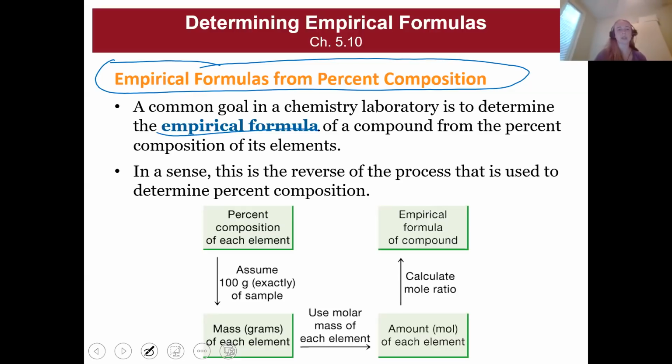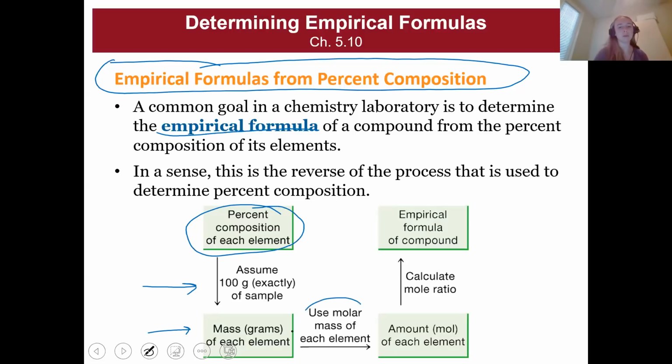Now we're going backwards. If we're given percent composition of an element, we assume there's exactly 100 grams of the sample, which gives us the mass in grams of each element. If there's exactly 100 grams, then instead of 100%, we have 100 grams. And instead of whatever percent of an element, we have whatever grams of that element.